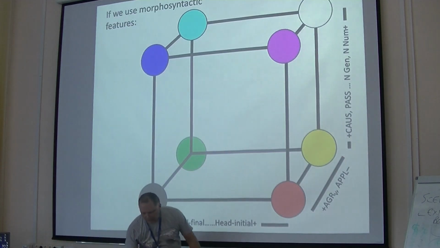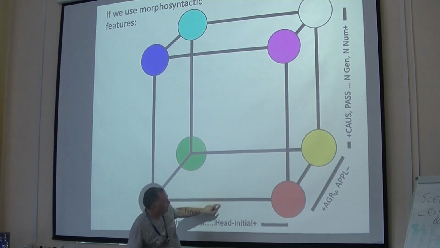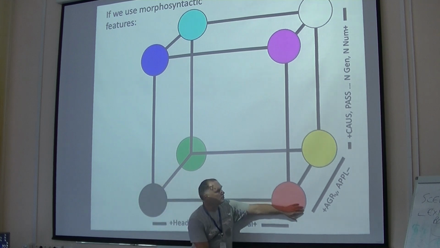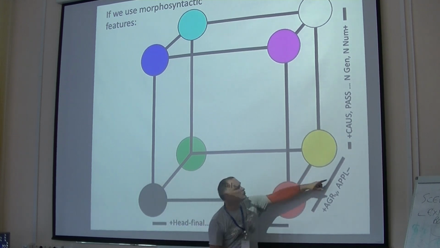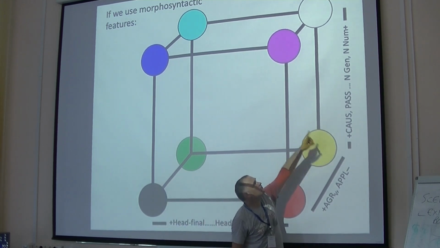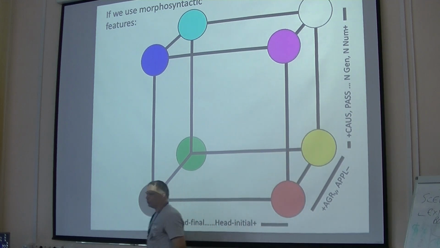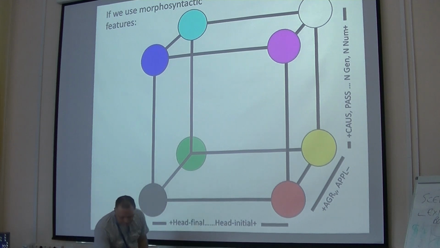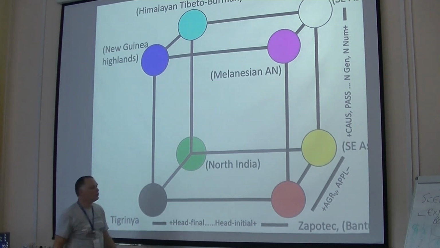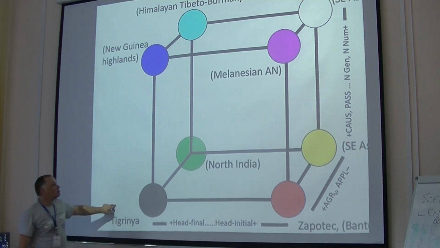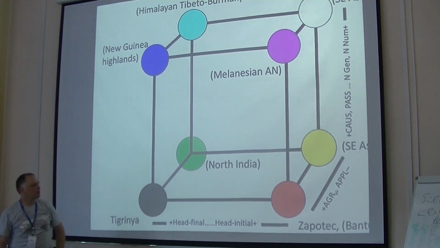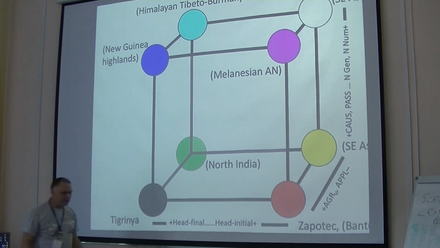This is the same points, but now the colors are according to head final versus head initial. Do you have agreement and applicatives or not? Do you have causatives and passives? And what about genitives and numerals? Those are the major correlations with the dimensions that we're looking at. Examples of languages closest to the edges are Tigrinya, New Guinea Highlands up there, Southeast Asia on the right side, Zapotecs down at the bottom, as is Bantu. These are the kind of languages we see.